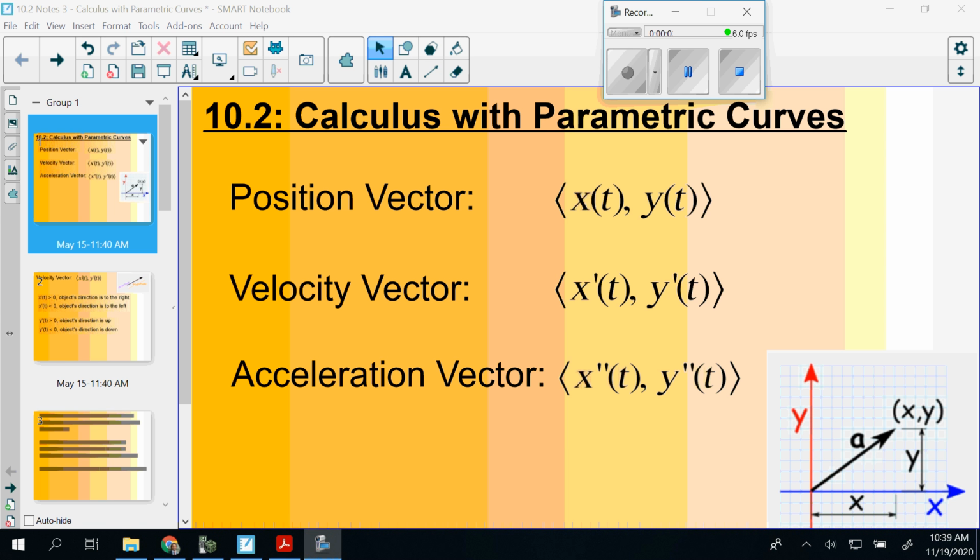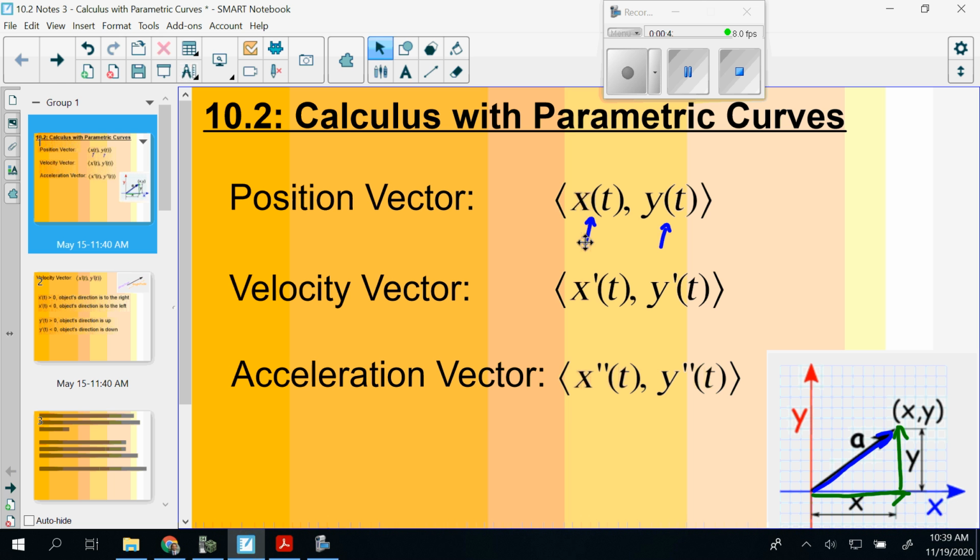All right, one place parametrics are used is with position vectors. So if you have a vector where there's an x that depends on your parameter of t and a y, that's going to show your horizontal and vertical movement. So on our picture down here, your x of t would give you your horizontal distance. The y of t would give your vertical distance, and then when you combine those, you get your position vector right here. And so that's a place where parametrics are used a lot.